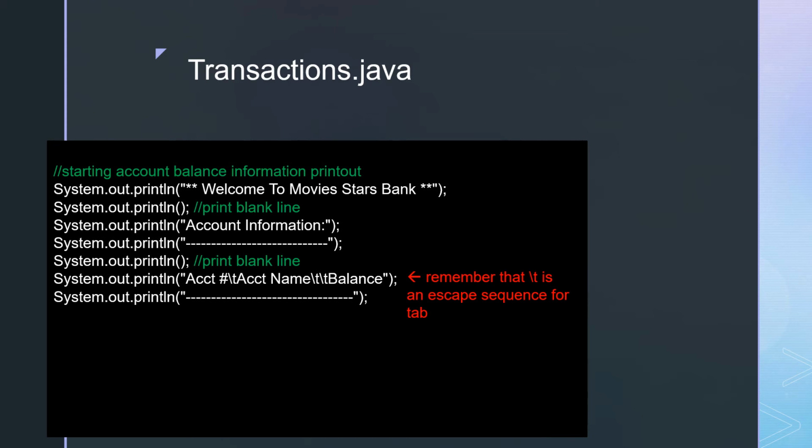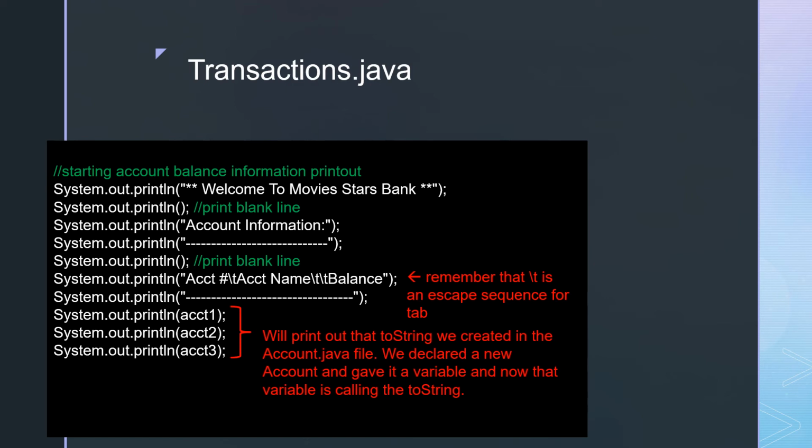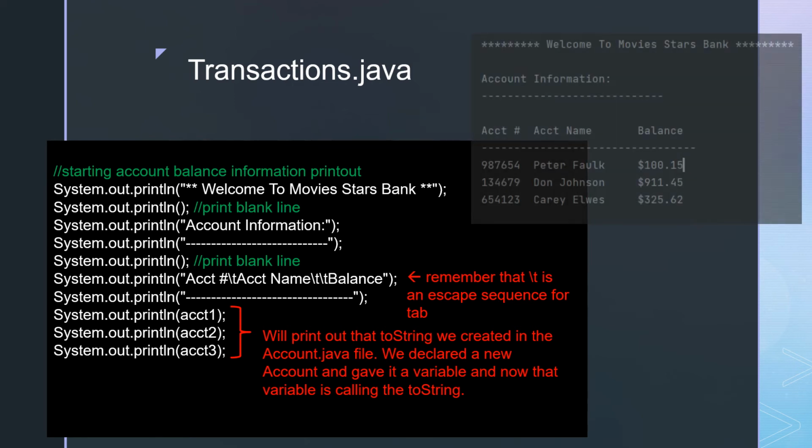Now we will call those accounts that we created up in the very beginning. So we'll have system.out.println ACCT1, then system.out.println ACCT2, then system.out.println ACCT3. The last 3 lines call the Account.java toString method. This is what the section of code will produce.